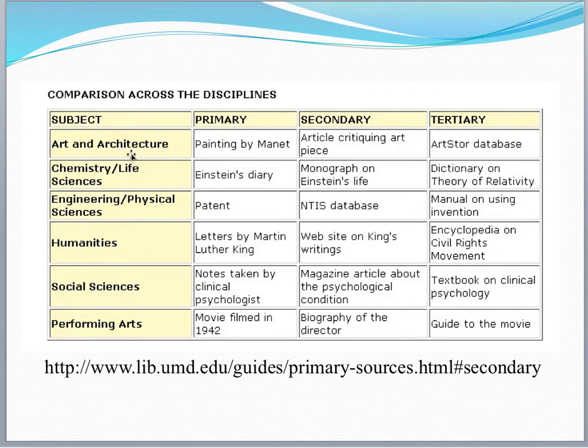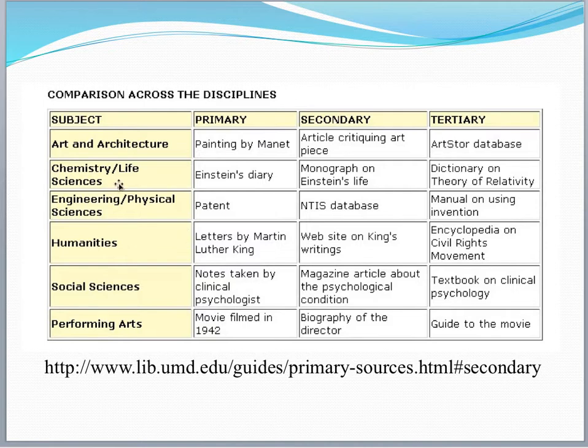So, in art and architecture, a primary source would be a painting, here by Manet, one of the great painters. A secondary source would be an article critiquing the art piece. That would be a secondary source. And a tertiary source would be an art or architecture database. So you can see the distinction in art and architecture.